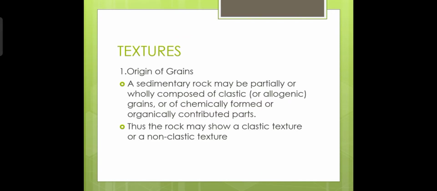Textures. Number 1. Origin of grains. Sedimentary rocks may be partially or wholly composed of clastic or allogenic grains, or of chemically formed or organically derived parts. Those rocks may show a clastic texture or a non-clastic texture.